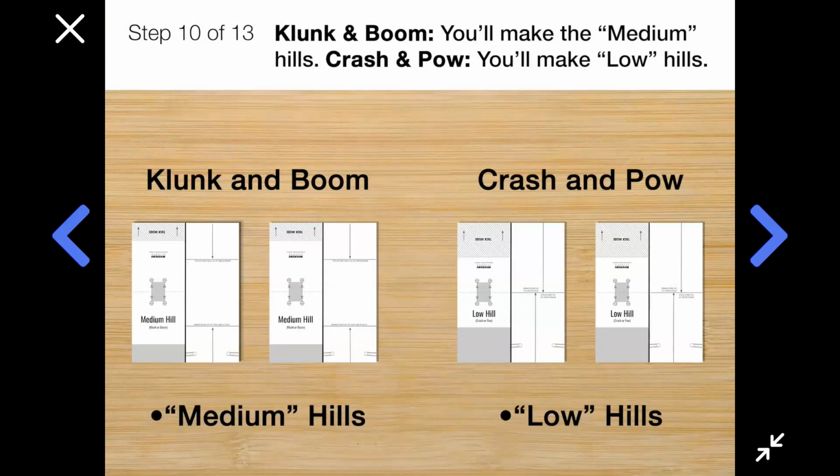Alright, now it's time for the hills. For this step, first everyone just get their hill. Klunk and Boom, you'll make the medium hills. Crash and Pow, you'll make the low hills. Once you've got these, go to the next step to start building.